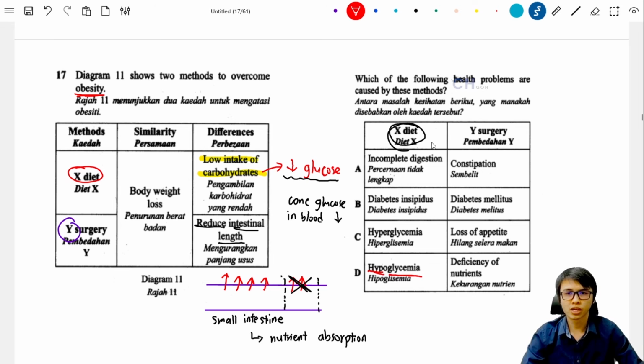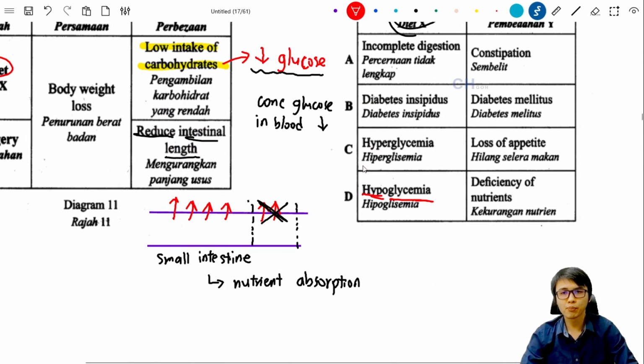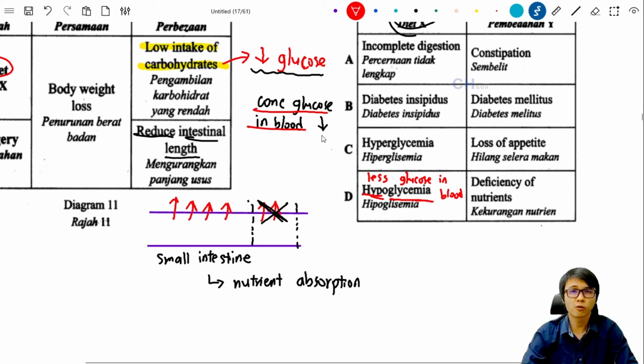Now, what is the meaning of hypoglycemia? Hypo means less. Glycemia means the glucose dissolved in blood. It fits the condition here when the concentration of glucose in blood reduces. So the answer is D. Okay, so let's look at why. Since we are reducing the nutrient absorption into our body, it will cause the deficiency of nutrients. So eventually, the answer for this question is D.